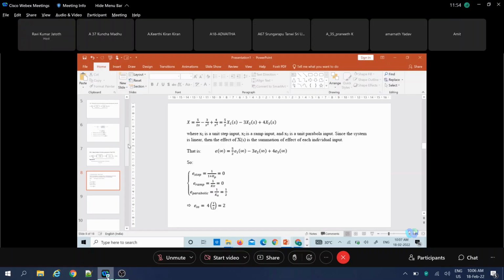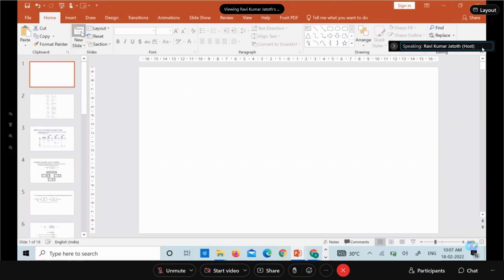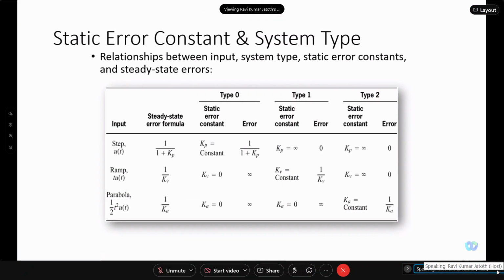So in the last class we have discussed steady state response. In steady state response, this is the conclusion we got. Up to this point is clear, all of you? I think unit ramp is what we covered, right? Can you hear me?